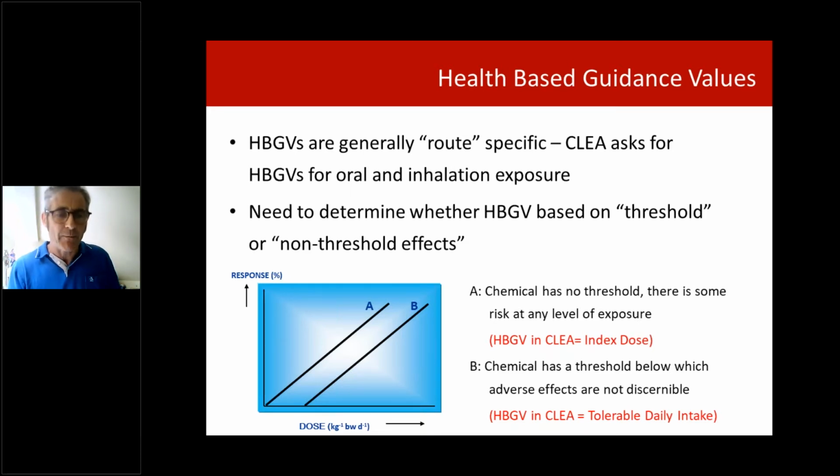Whereas a threshold compound, which is illustrated by contaminant B here, there's a dose below which there is no adverse effect level. Nothing happens below that dose. Now, in the CLEA model, a health-based guidance value that's based on non-threshold effects, the term given in CLEA is an index dose, or ID for short. And for the threshold health-based guidance values, the term given is a tolerable daily intake. You need to know that when you're using CLEA because that's one of the inputs you need to enter.